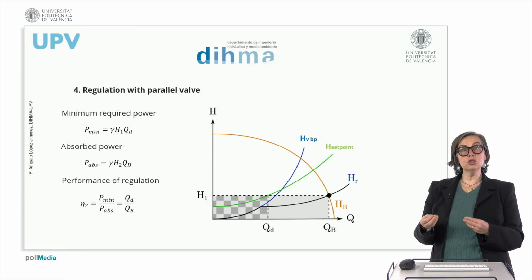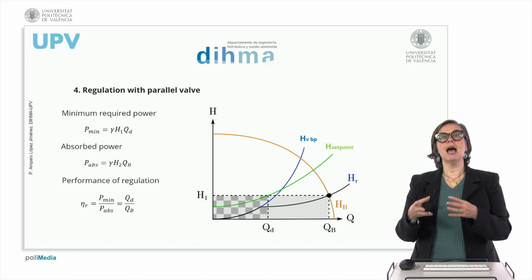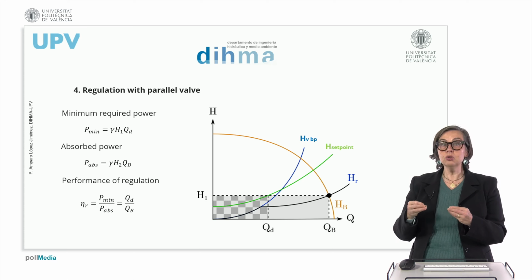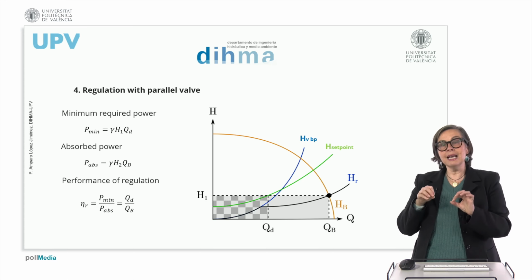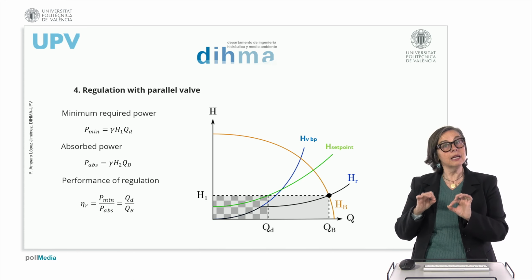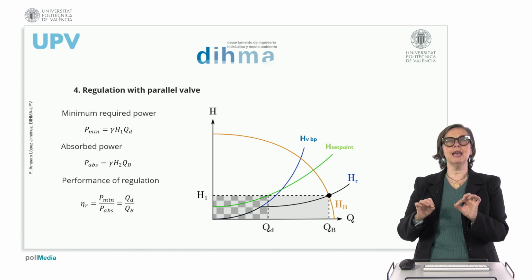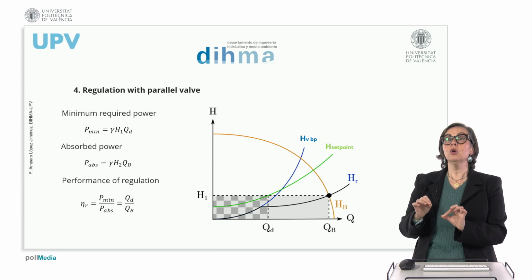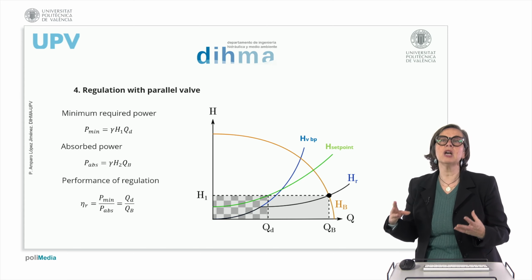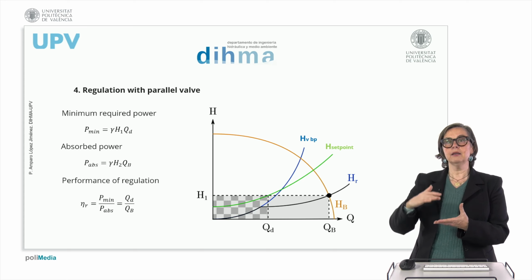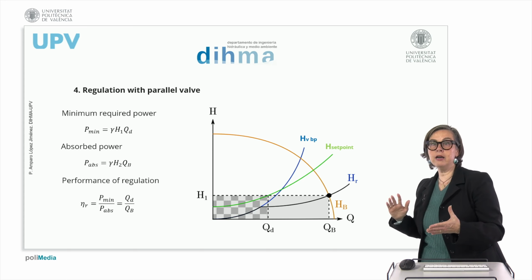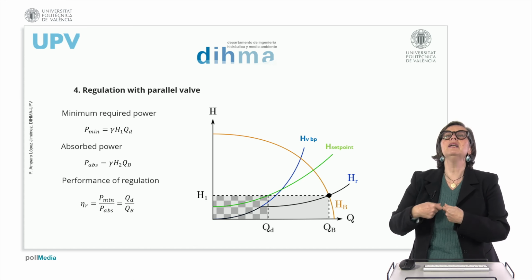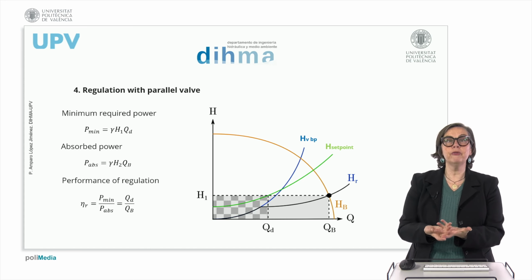So we can choose, by putting the valves in series or in parallel, to control head or to control flow, to give exactly the set point that we need. But in any case, we will be losing some energy, because we give extra energy for a higher head or higher flow that we are not needing in the facility, but it is required for regulation.